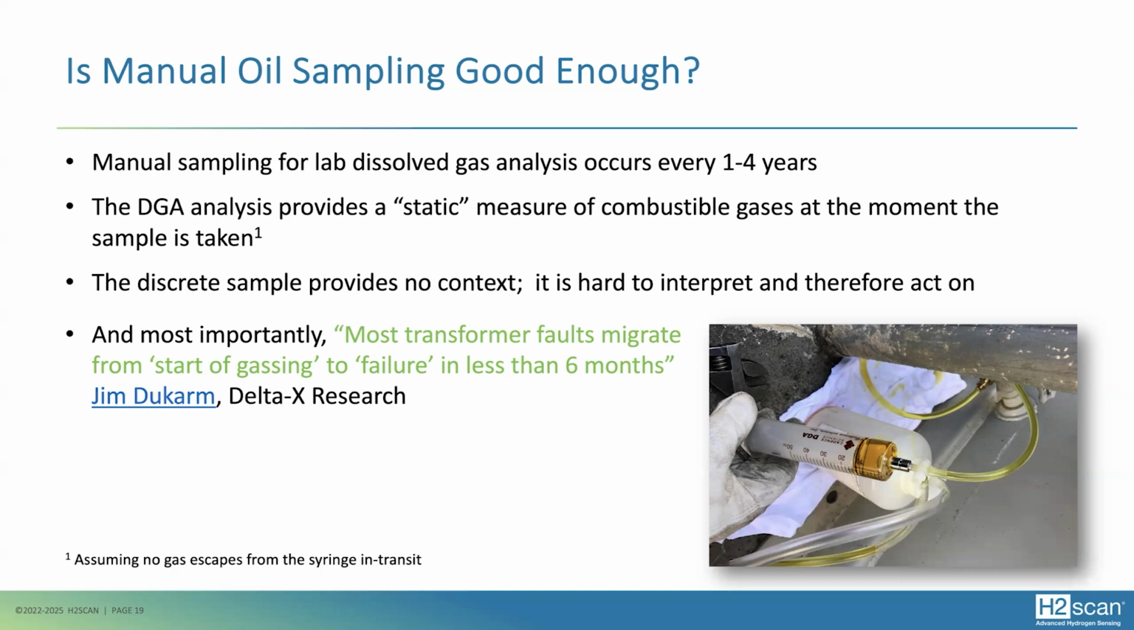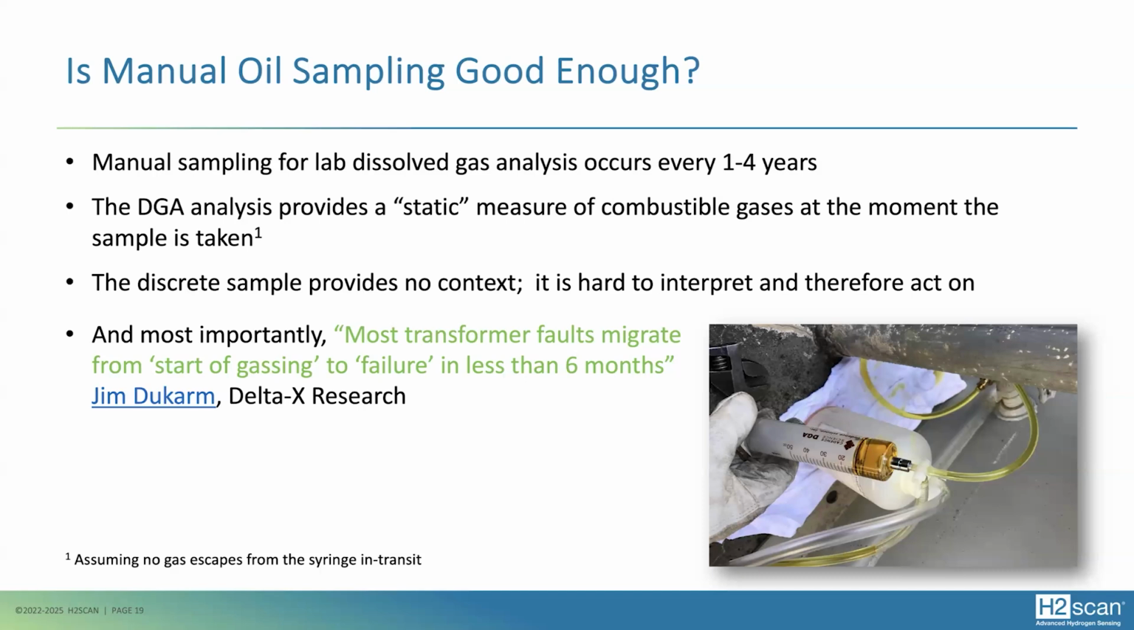And I'm going to thank Delta X Research for this information and for the ability to use it. Delta X Research has a plethora. They have so much historic data, and they do a significant amount of analysis on the data. That's part of the service they sell and deliver to customers. And they've observed empirically that a transformer fault will migrate from gassing to failure in less than 6 months. If you're doing an annual sample, there's a 50% chance you can miss that event.